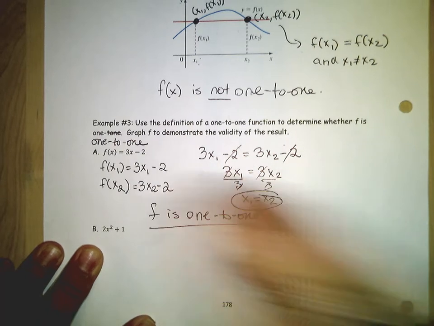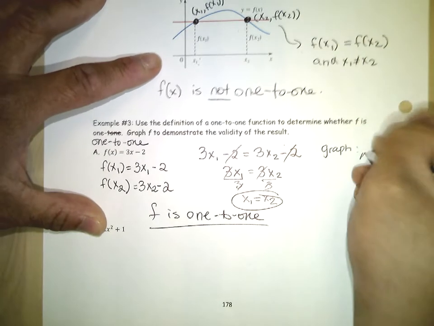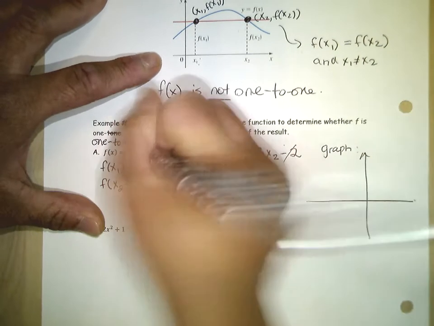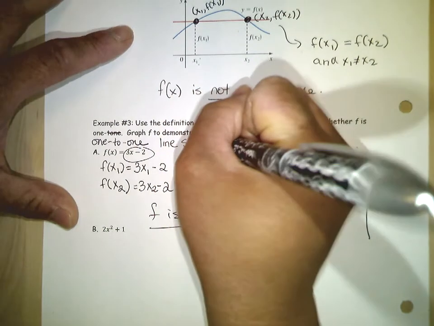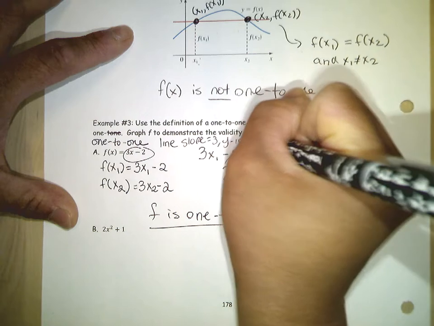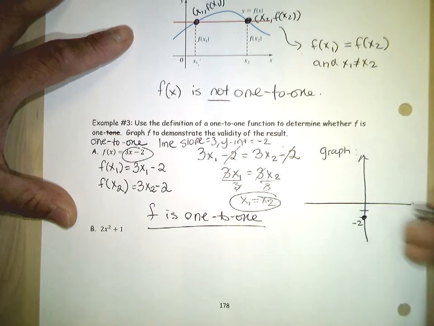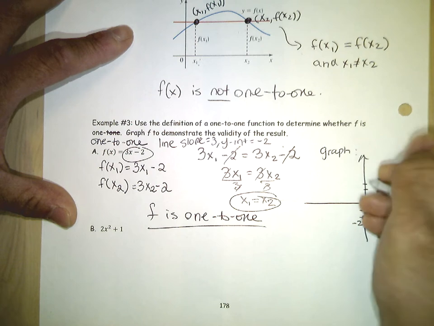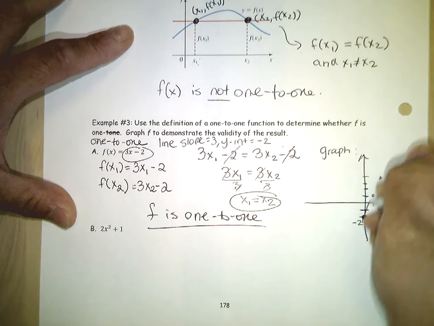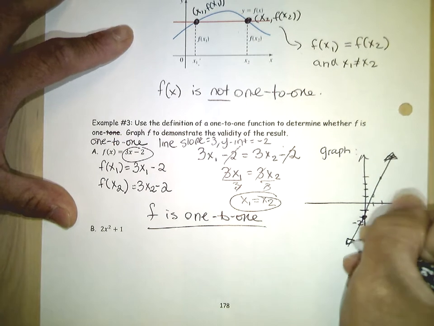Now, if we use a graph to verify this, this is actually a line, and it has a slope of 3 and a y-intercept of negative 2. So here is negative 2, and the slope is 3: up 3, right 1, up 3, right 1. And you can see that the graph of this line passes the horizontal line test.